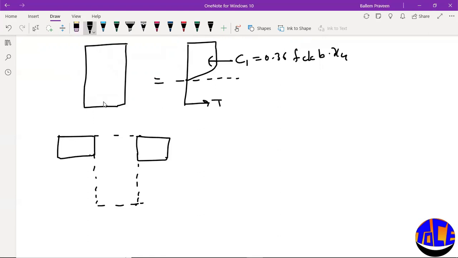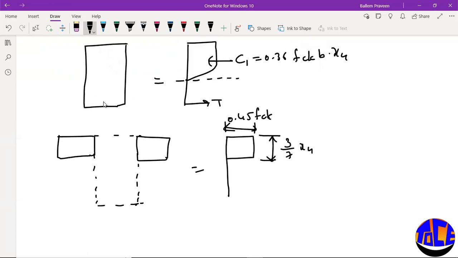So for a flanged section, how is the stress block diagram? You have only the rectangular portion, something like this, right? Only the rectangular portion, and the depth of this rectangular portion is 3 by 7 of xu. And this is 0.45 fck. Since we are assuming df is less than or equal to 3 by 7 of xu, we can equate that. So df is less than or equal to 3 by 7 of xu.